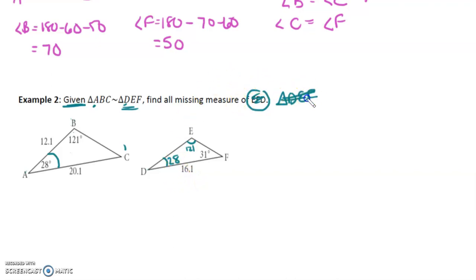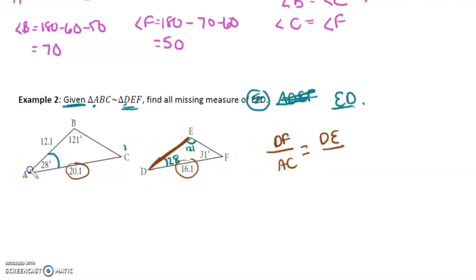Okay, actually, we're going to find the measure of ED. That's the question. So ED is going to be right here. Let's set up ratios for the side lengths. We have these two side lengths, which give us a full ratio. So we have, for example, DF over AC, and we're trying to find DE over AB.